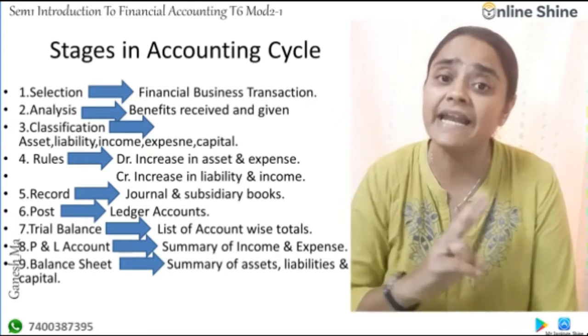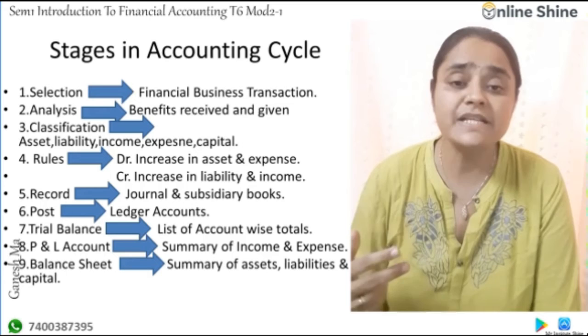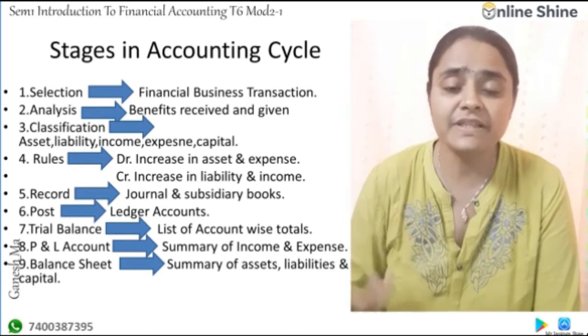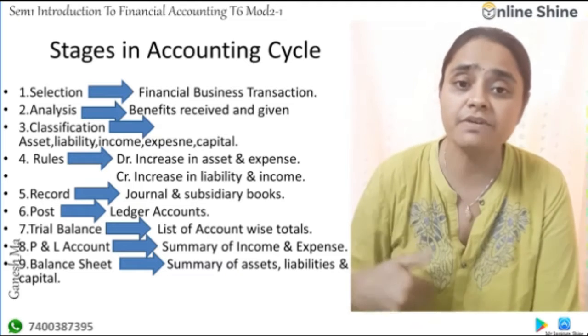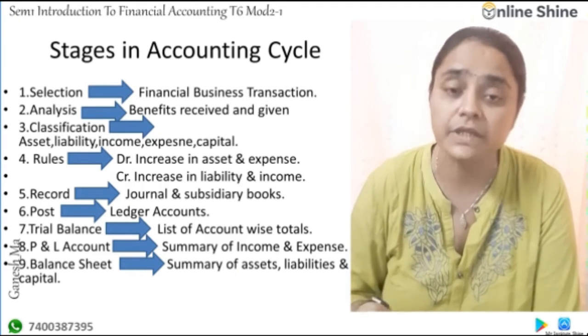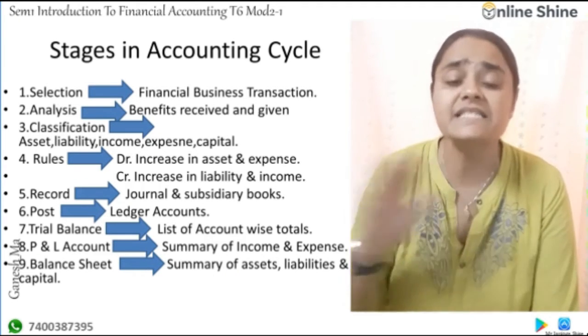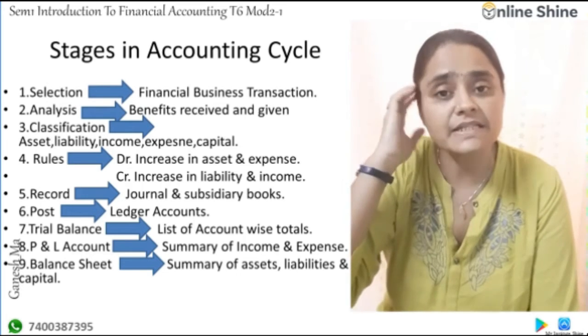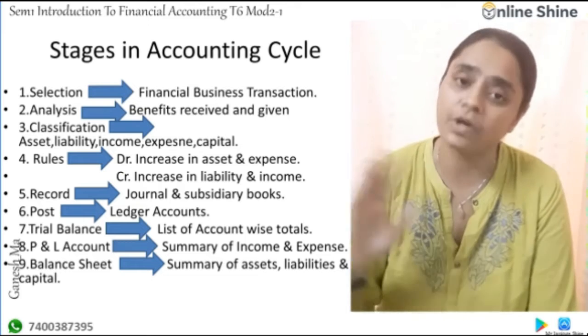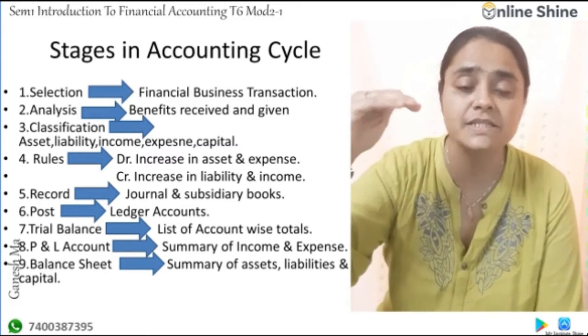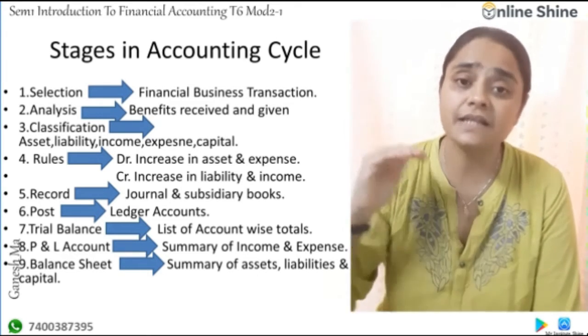The second stage is analysis of the transaction. In analysis you have to see whether you are receiving any benefit or giving any benefit. Are you a receiver of the benefit or a giver of the benefit? The third stage is classification. The account will be classified either as an asset, a liability, an income or an expense. So first is selection, then analysis, then classification.